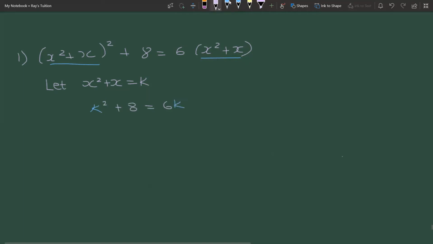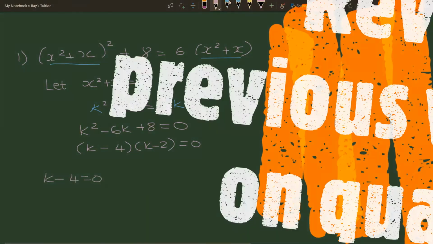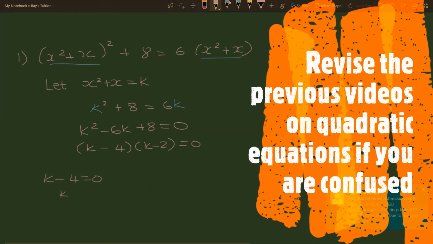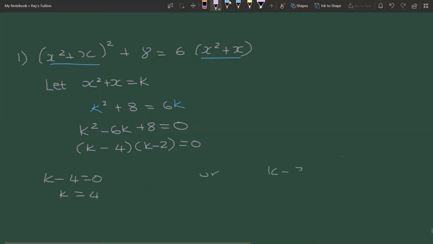What we're left with now is a quadratic equation that we know how to solve. So we're going to get everything over to one side. When we take the 6 over, its sign changes. Then we're looking for the factors of 8 that give us minus 6. So that would be k minus 4, k minus 2. So you can see it was a quadratic in k, and we used our standard quadratic equation methods to solve it. So we have k minus 4 is equal to 0, which means that k is equal to 4, or k minus 2 is equal to 0, which means k is equal to 2.